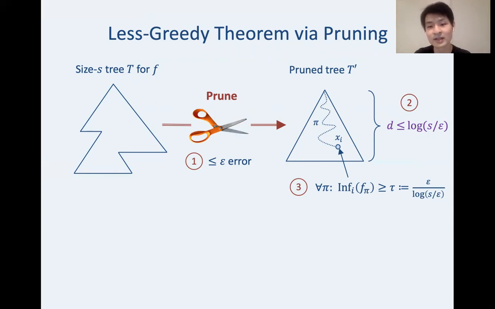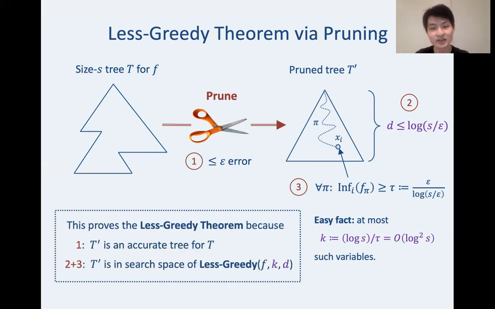Here we note that we use a slightly different criterion of influential. We require the influence of xi to be greater than some tau, chosen as a function of epsilon and s. And in fact, it's an easy fact that there are at most k different variables with such a high influence for any internal node. So in fact, this third condition is stronger than what we said before.